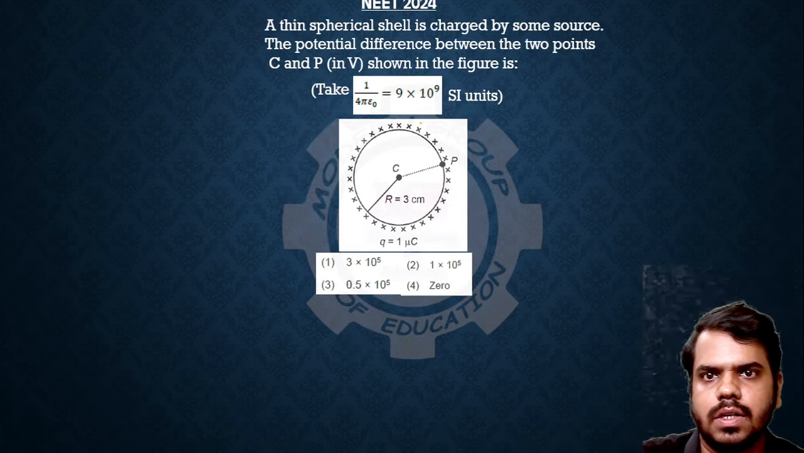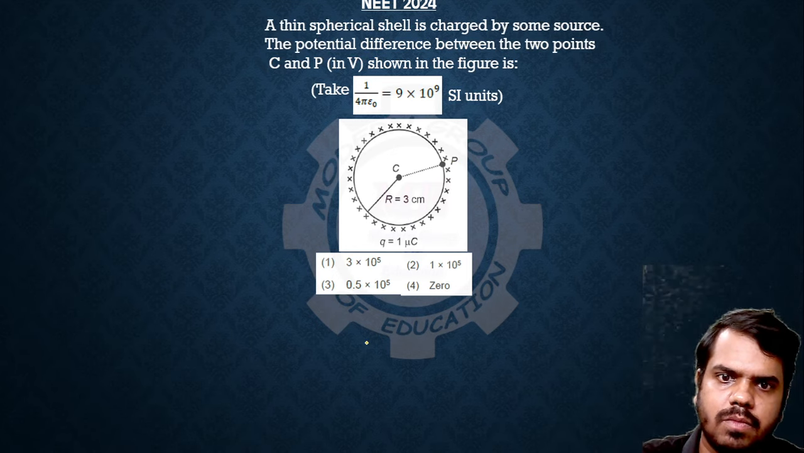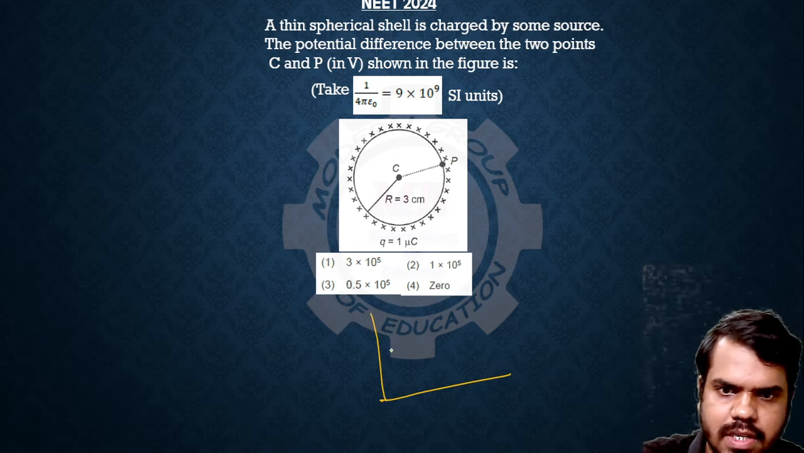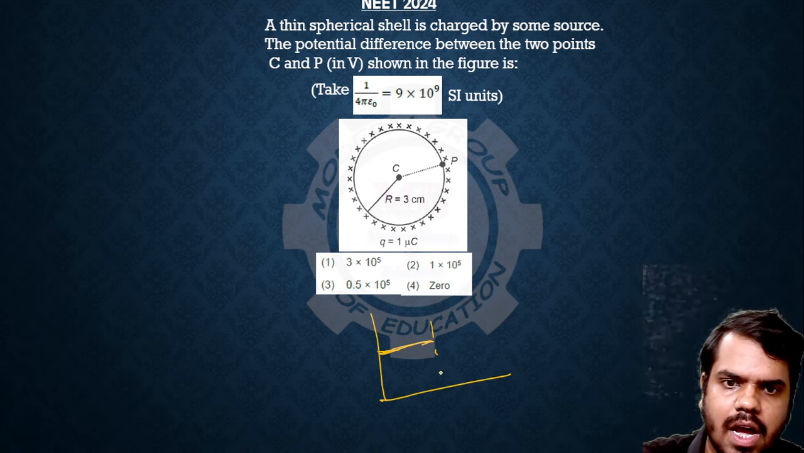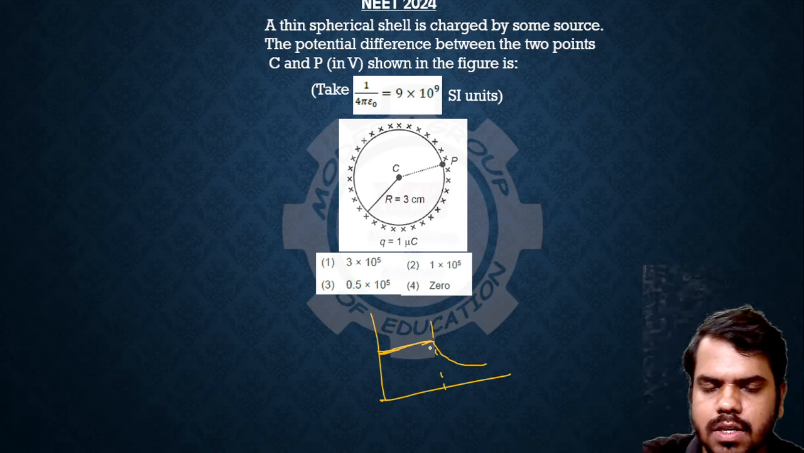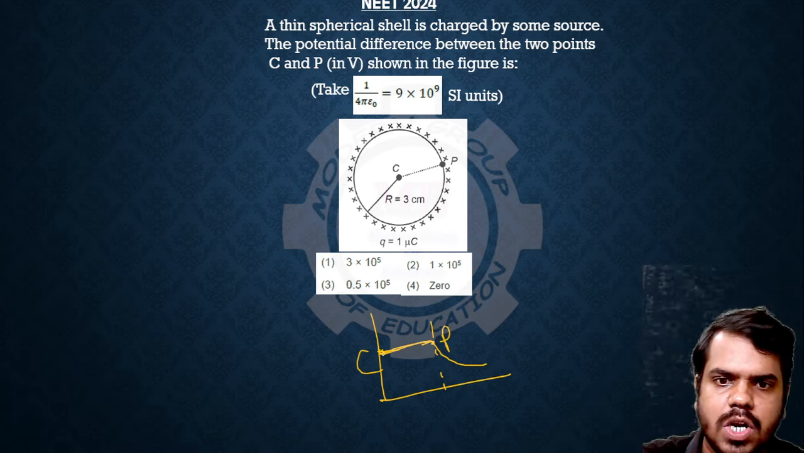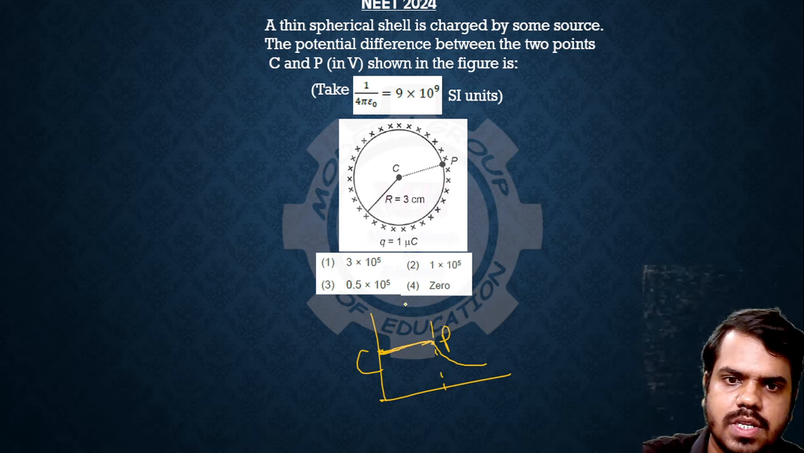A thin spherical shell is charged by some source, the potential difference between the two points C and B. Most of the question is very easy. Inside the sphere the potential remains the same, outside the sphere the potential is proportional to 1 by R. So here C and here P, there is no potential difference between those points, so the answer is 0.